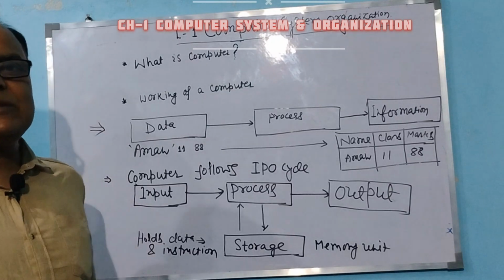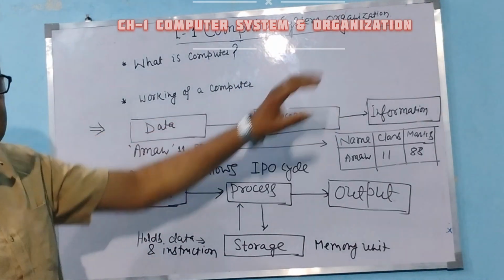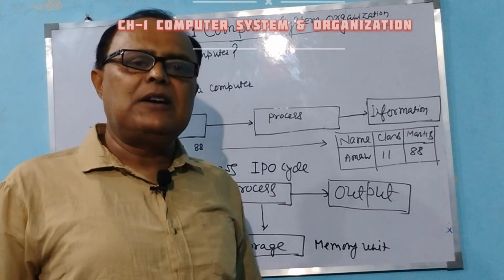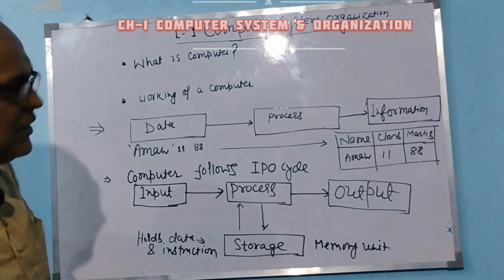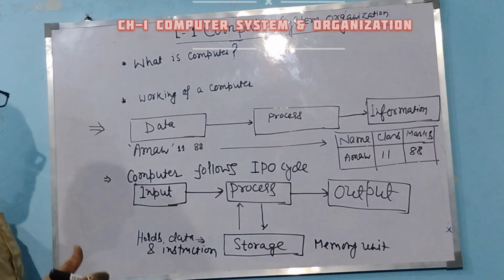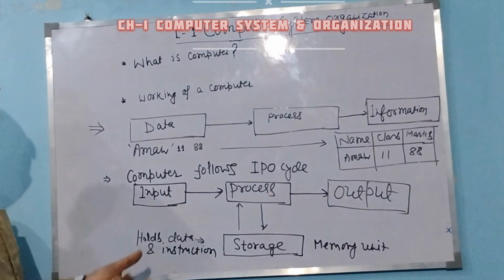Today I am going to explain about computer system organization. This chapter is related with class 11th computer science, chapter number 1. So without any delay, I am just going to start the topics that I am going to explain.